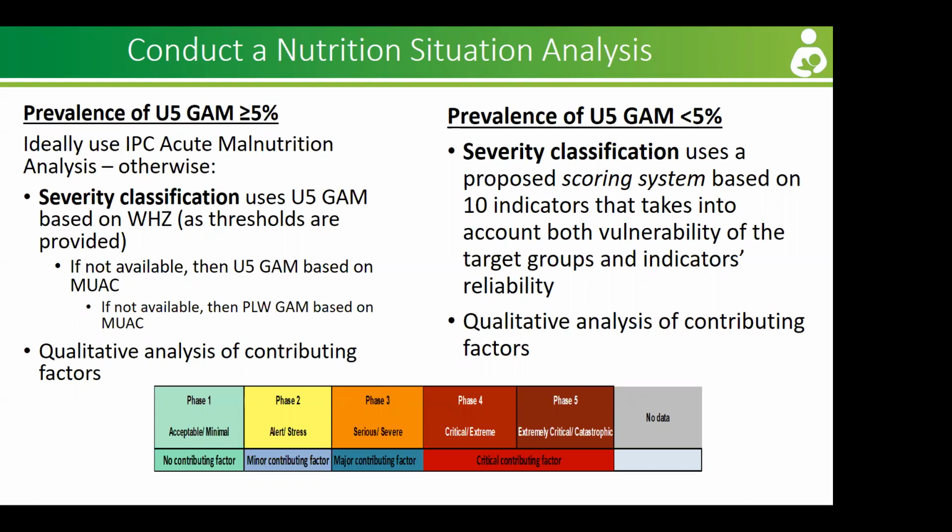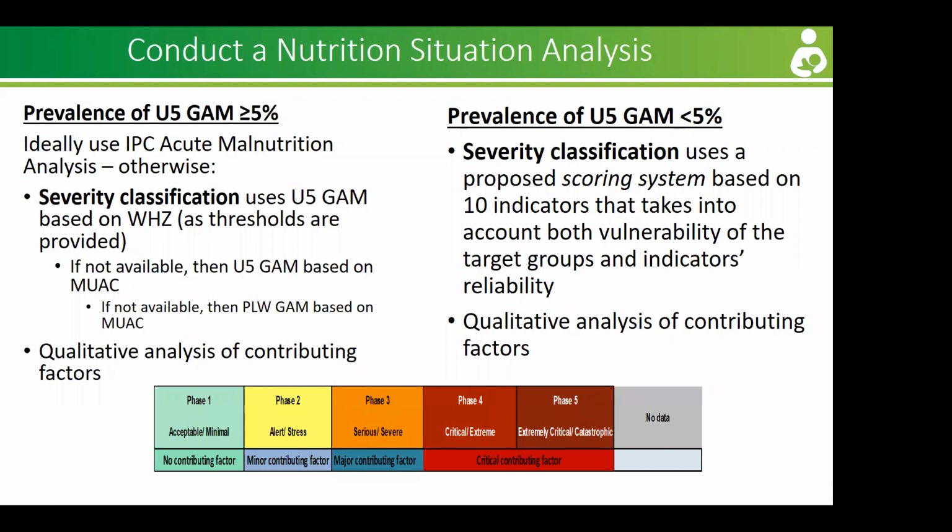In any case, a qualitative analysis of contributing factors would also accompany this situation analysis, similar to what is done with IPC acute malnutrition, where we determine whether each of the other indicators we're looking at is a minor contributing factor, so phase 2, or a major contributing factor, phase 3, or if it's considered a critical contributing factor, falling within phase 4 or phase 5. And this is all, once again, based on those thresholds that I showed previously.